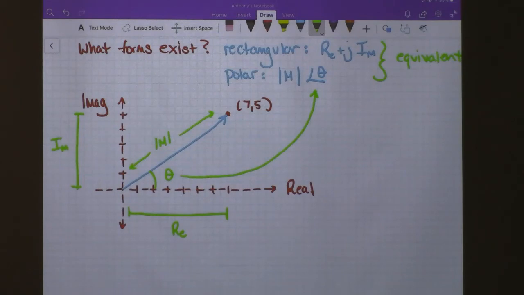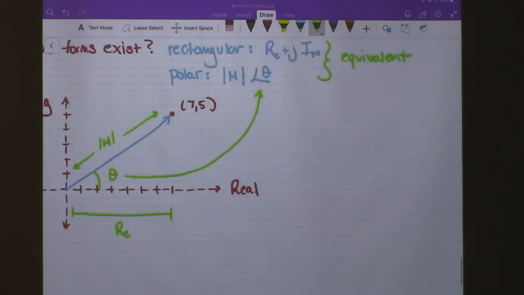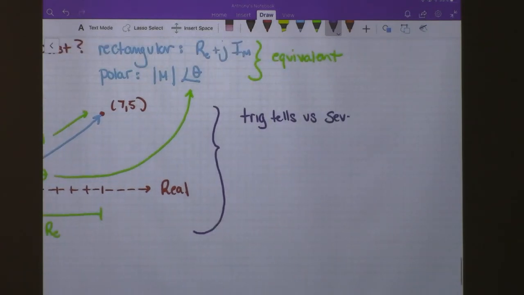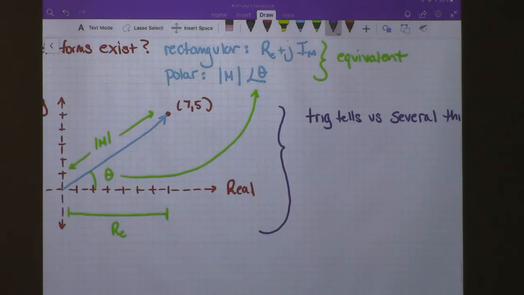So now, if you take a look at this picture, trigonometry, right? That's the right way to say it? Trigonometry? I was getting confused with trigonometric. So trigonometry and geometry. Okay, tell us several things about this.